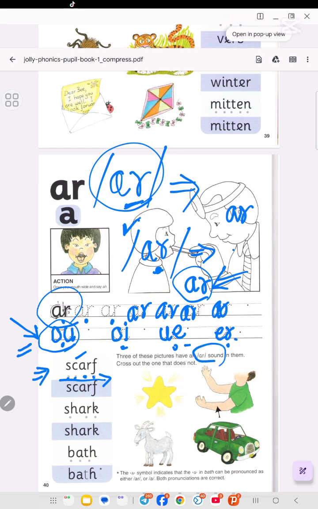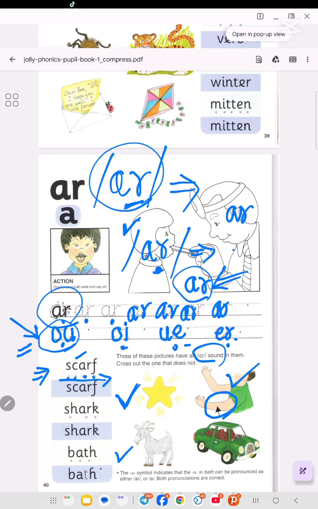Okay, cross out the one that does not. So what is this? This is a star. Do you hear the R sound in star? Yes, I did. Okay, so we need to take this picture. What is this? This is an arm. Do you hear the R sound in arm? Yes, so we need to take this picture.